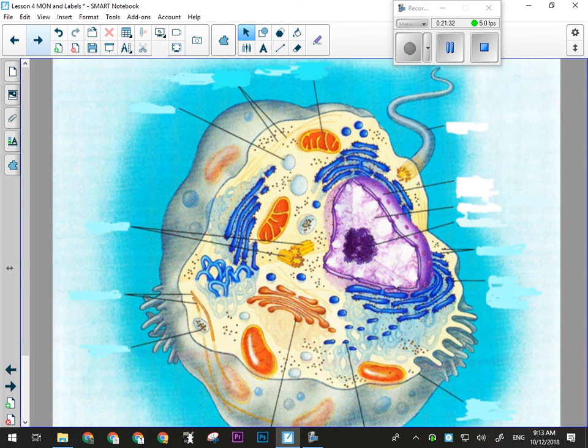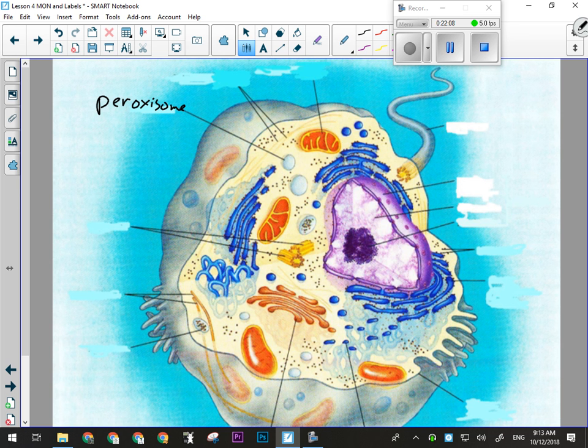Let's label our cells. Start with the animal cell. We're going to start right here with this little bubble that appears to be empty. It only appears to be empty because there's no food in it. But there are digestive enzymes in it. Thus, this is a peroxisome. It is the precursor to a lysosome. We call it a lysosome once food has entered it and the digestive process has begun.